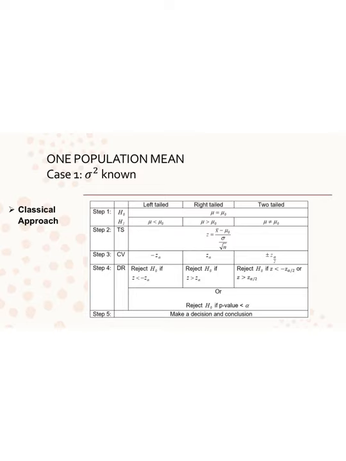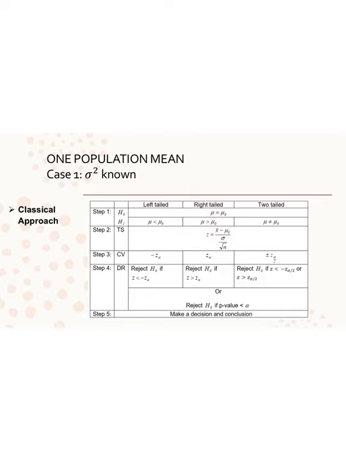To find the critical value, we will look into the Z table. If left tail, your critical value should be a negative value, so you should put a negative sign. For right tail, it will be a positive value. For the two tail, it should be plus minus Z alpha over 2. Remember, if we conduct a two tail test, we should divide alpha by 2. This is only for the two tail case.